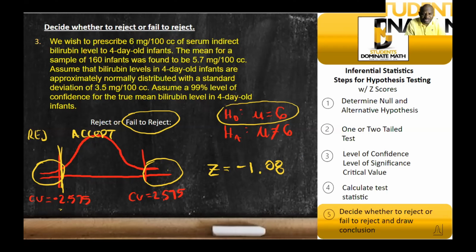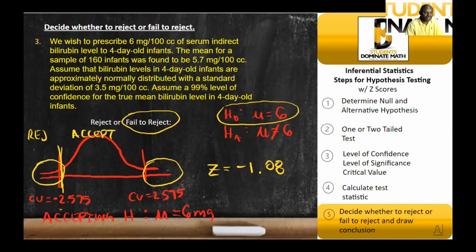When you're talking about medicine, you don't want to say, well, I was close enough. You don't want to have that kind of mentality. So the way in which we would conclude this problem is we are accepting the null hypothesis where mu is equal to 6 milligrams.